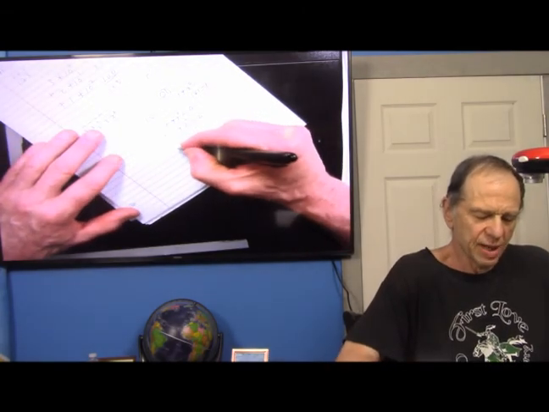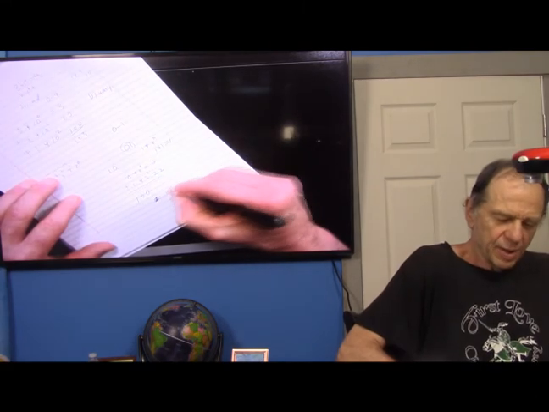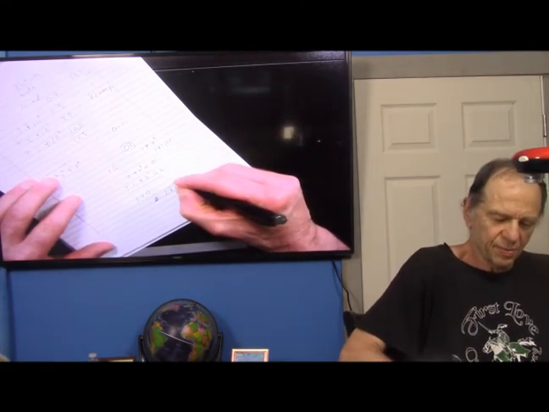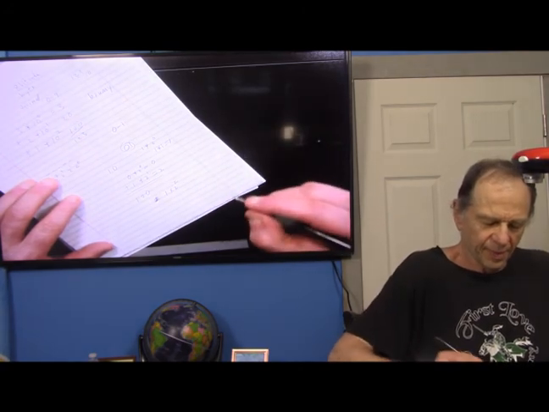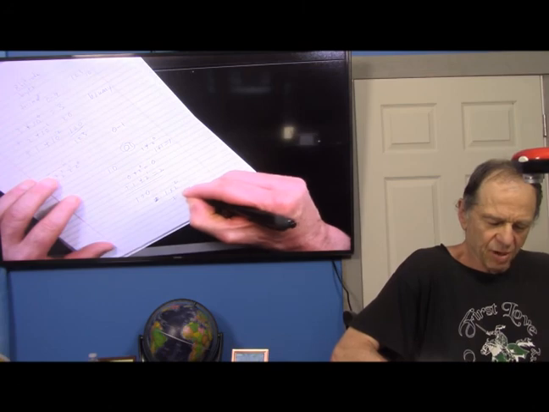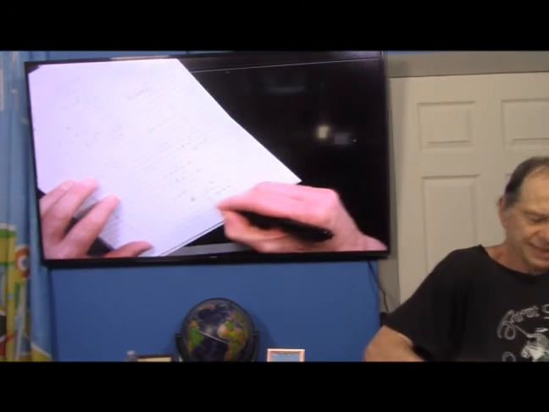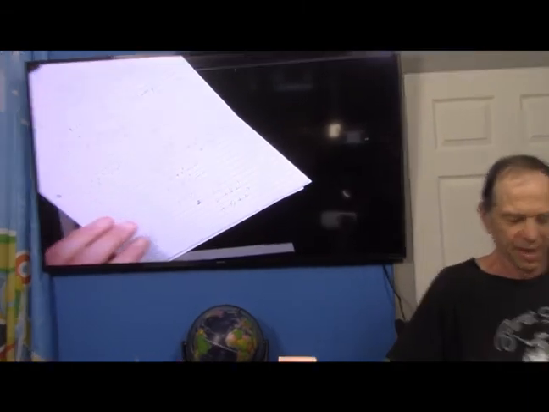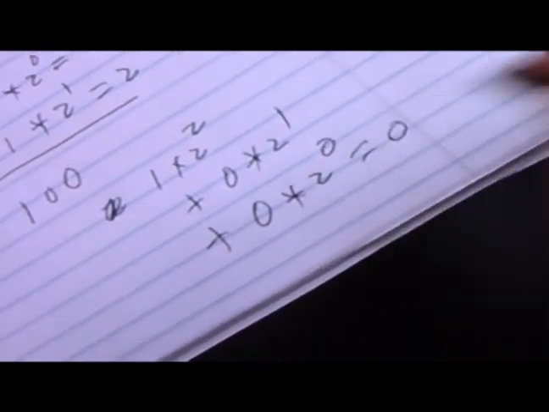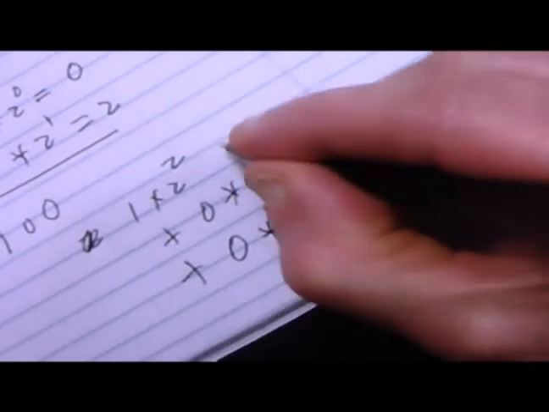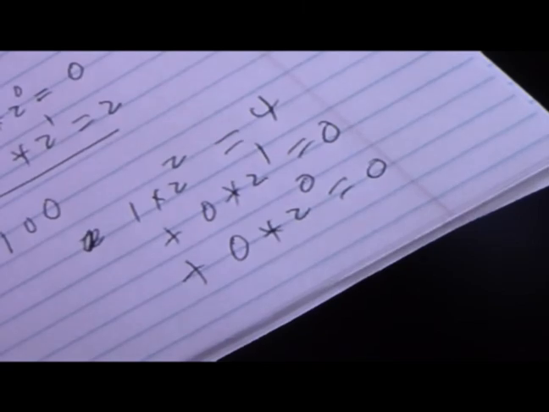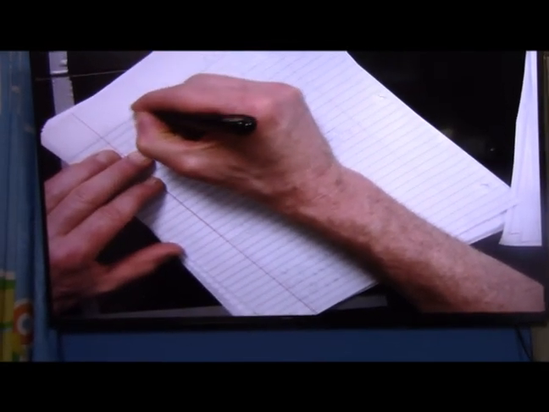If I write 1, 0, 0, that's 1 times 2 to the 2 plus 0 times 2 to the 1 plus 0 times 2 to the 0th. 0 times 2 to the 0th is 0. 0 times 2 to the 1 is 0. 1 times 2 to the 2 is 4. So this is the representation of the number 4 in binary. That explains what each of the positions mean when you write a number in the binary system.